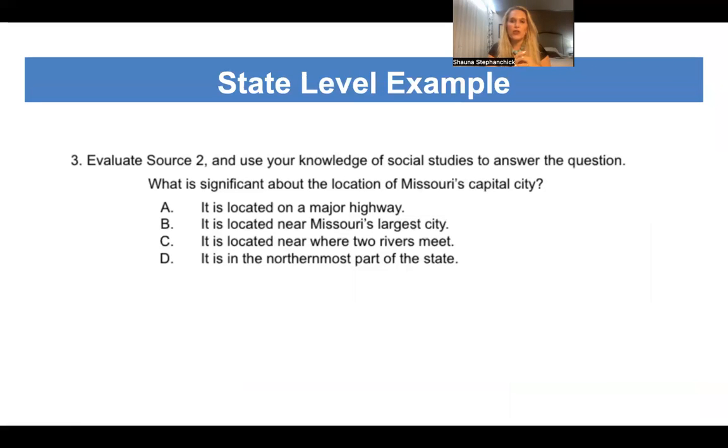Evaluate source 2 and use your knowledge of social studies to answer the question, what is significant about the location of Missouri's capital city? Now we would need to read the passage to see how difficult this actually is. If it explicitly told us what's significant, I think I remember this question. It actually goes to a map. Think about that. Are teachers ever asking with a visual graphic, or is it always text? This particular one, they have to look back in the text and it's a graph, and they have to draw conclusions about, I believe the answer might be C, where two rivers meet.